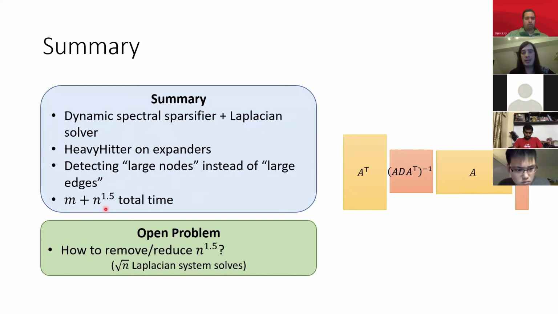This n to the 1.5 term is a bit bothersome, right? It's not a true nearly linear time algorithm. So a major open problem is if you can reduce this term here. Currently, we don't know that. And as a reminder, this term comes from the fact that we have to solve root n many linear systems here. We need root n Laplacian system solves that all need linear time.